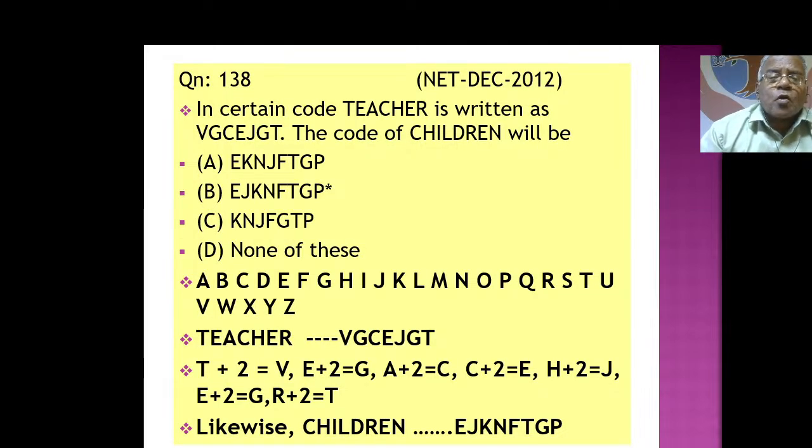In a certain code, TEACHER is written as VGCEJGT. What will be the code of CHILDREN, they are asking. Very interesting question. As usual, you write the alphabet A, B, C, D, E up to Z. Now, how is TEACHER written? VGCEJGT. How does it come? T becomes V, E becomes G, A becomes C, H becomes J.